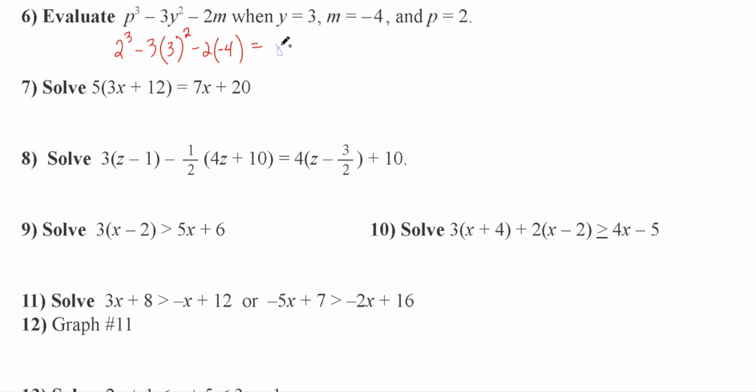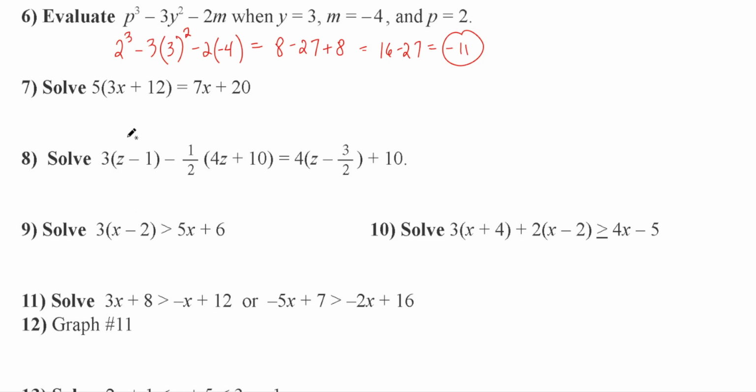2 cubed is 8 minus, can we do this in our head? 3 squared is 9 times 3 is 27. And then right here, multiply those together, plus 8. All right, and what do you get for that? What number are we on? 6? Okay. 16, I'm going to do it like this. 16 minus 27. Would you agree? 8 plus 8. And that's what? -11? There we go. It's a little easier way to do it.